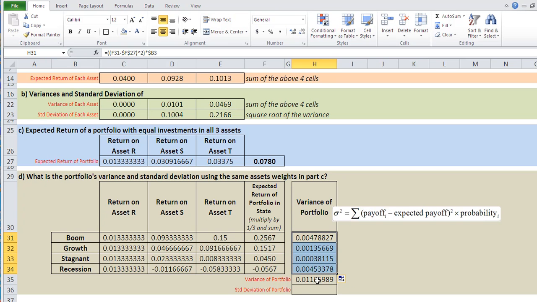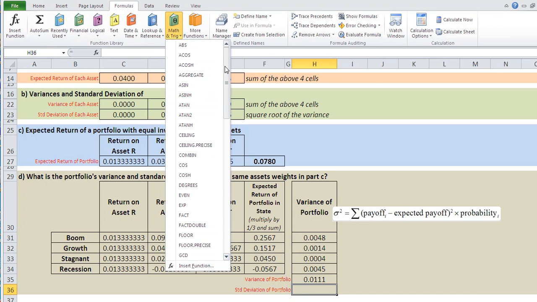We'll get the variance of the portfolio. Sorry, I like it a little cleaner, to 4 decimal places. And then we can get the standard deviation. Formulas, math, square root.